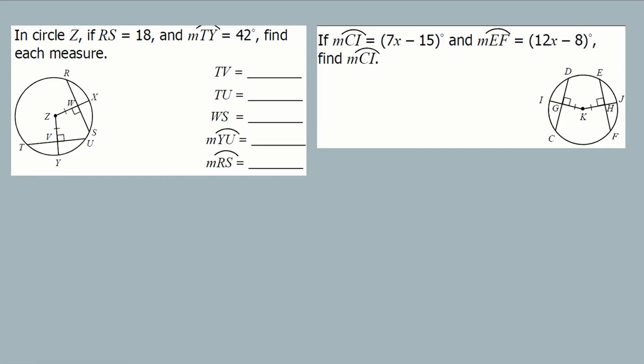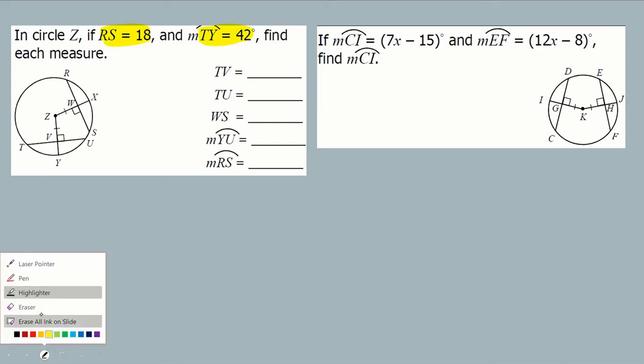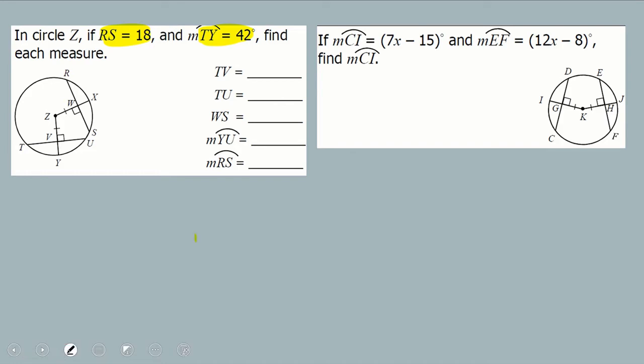So look at this first problem. It says in circle Z, they're telling me that RS is 18 and arc TY is 42. So RTY is 42, sorry. And then find the measure of each one of these. So the very first thing I'm looking for is, do I have anything that is going to be congruent?